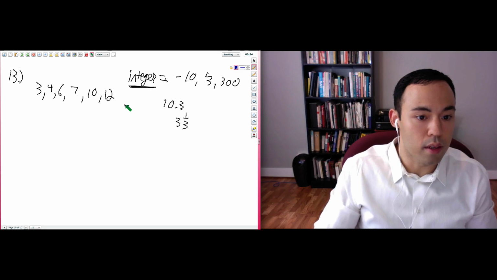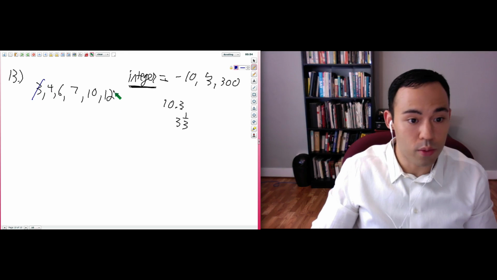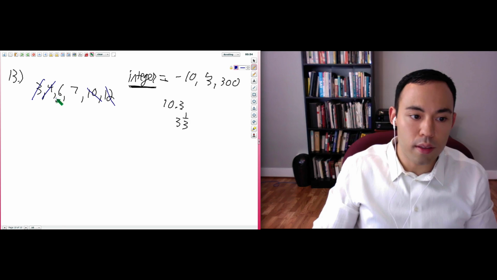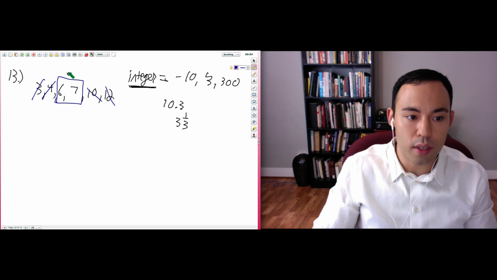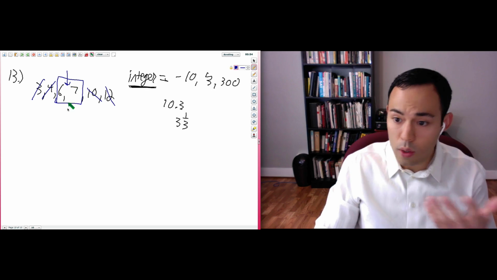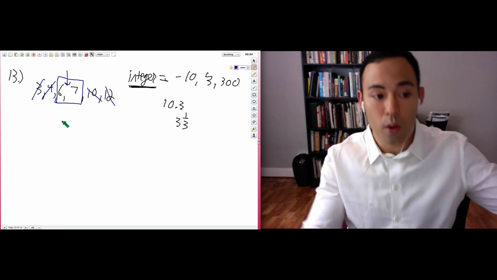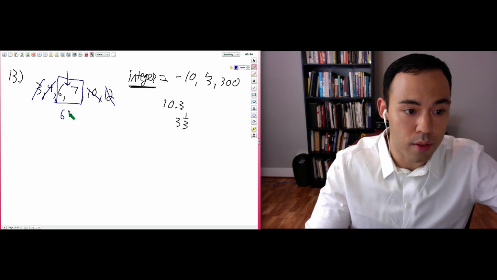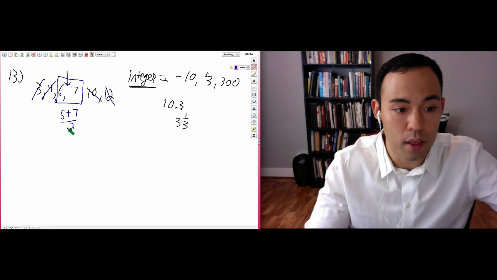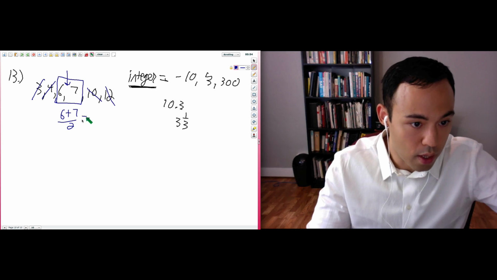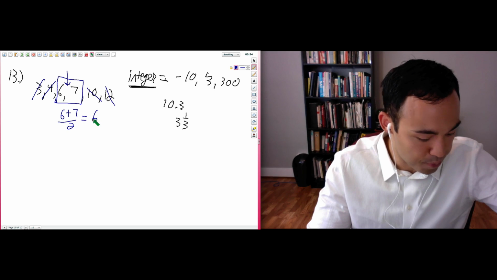So we can take off 3 and 12. We'll eliminate 4 and 10. And look at this, we're left with 2. We can't lop those off because there's an empty space in between. So what do you do when you have these two values? Well, you take their average. So you add them together, divide by 2. And this is going to get us 6 1/2.